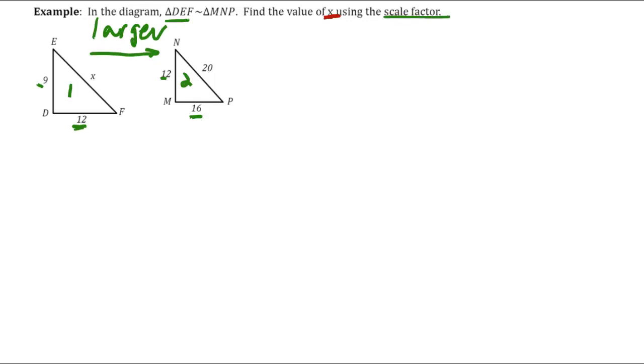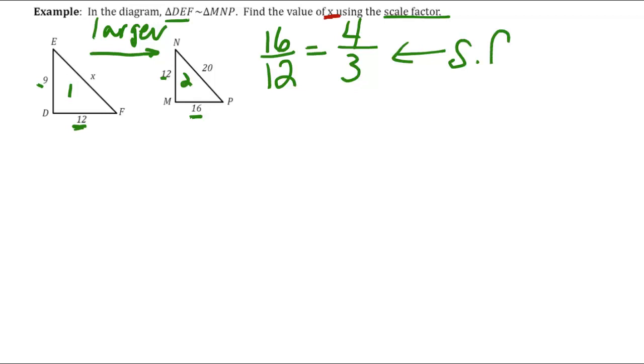So to set up a scale factor, I already know they're similar. I don't have to prove it. Setting up a scale factor then means if I'm getting larger, I want the larger number on the top, because I would be multiplying the sides by a fraction bigger than 1 in order to get bigger. Some number bigger than 1 will enlarge my figure. So we're going to use the 16 on the top over 12 on the bottom. So this is going to be my scale factor. Let's reduce that. So my scale factor is 4/3. That is the scale factor, SF for short.